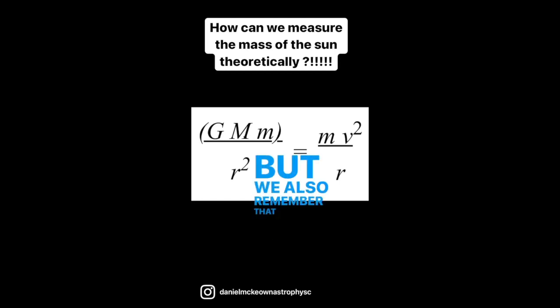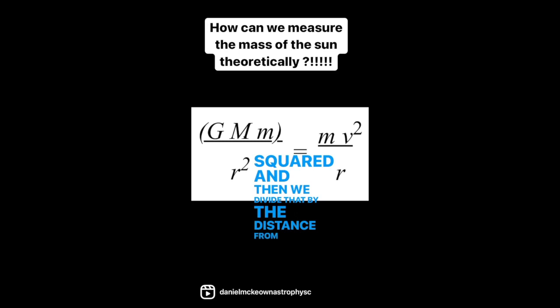But we also remember that force is equal to mass times acceleration. That's on the right-hand side. We have the mass of the Earth times acceleration, which is v squared over r. V is the velocity of the Earth, and that's squared. And then we divide that by the distance from the Earth to the sun.